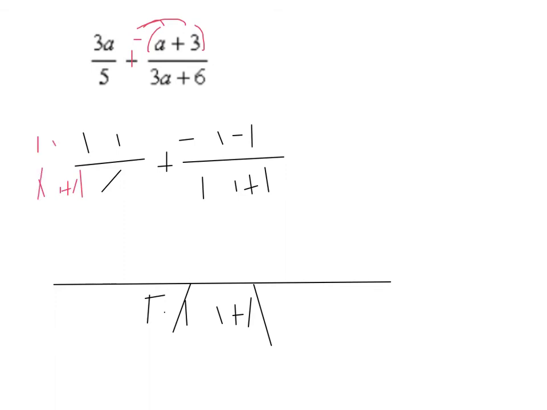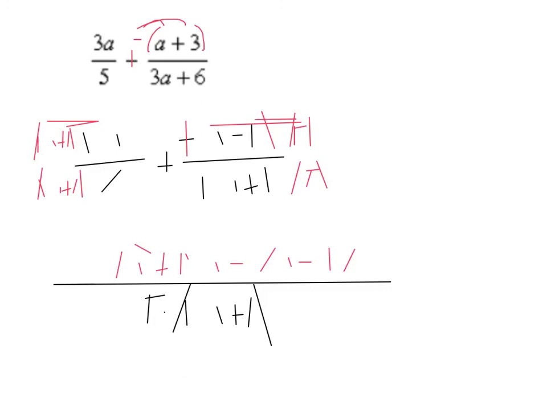Top and bottom, multiply top and bottom by 3a plus 6, and that will give us, it is a distribution question, so we'll get 9a squared plus 18a. The second fraction just needs to be multiplied by 5. But again, we have a distribution which gives us negative 5a minus 15.